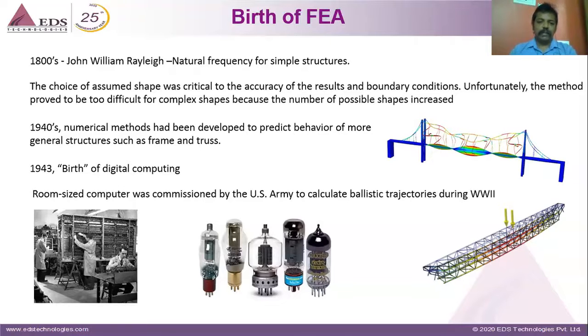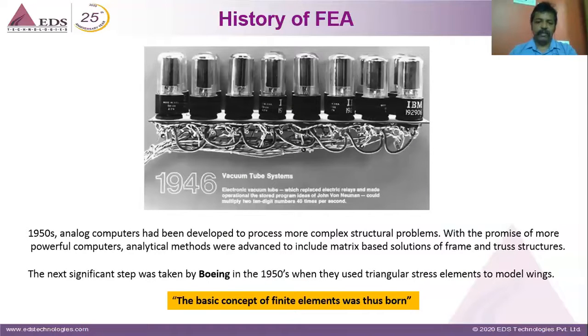And then slowly, as there was progress in technology, in 1943 we invented digital computing. When digital computing came into the picture, it was not based on ICs and electronic components. It was purely based on vacuum tubes. So the size of the computer was, of course, room sized, and it was developed and commissioned by the US Army, basically to calculate ballistic trajectories for World War II. And the time taken for each calculation was even better than what humans could do.